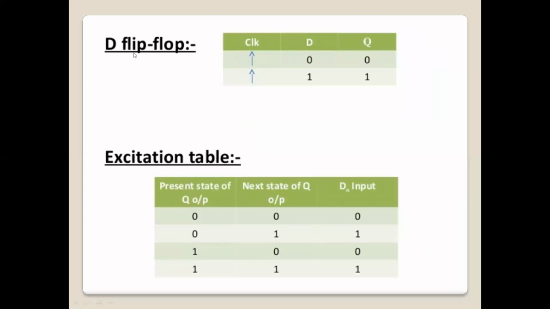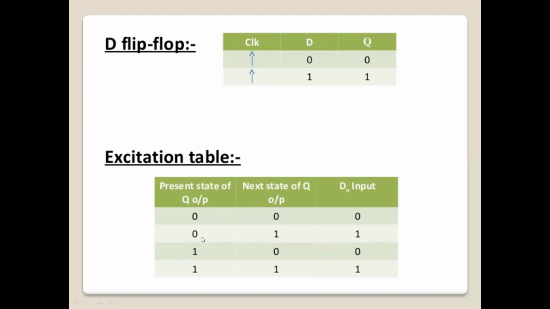Similarly for D flip-flop, D stands for data. There are two conditions in the truth table. When D equal to 0, output will be 0. If D equal to 1, output will be 1. By using this truth table, we can make the excitation table. If present state is 0 and next state is 0, what will be the input condition to match this particular output condition, that is 0. If D is 0, then only the output will come as 0.